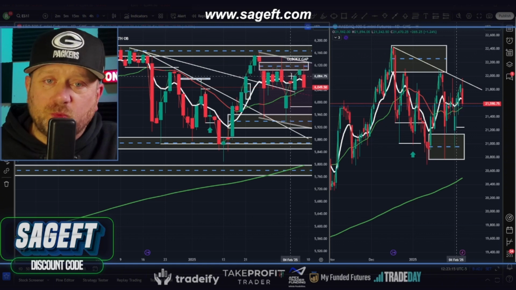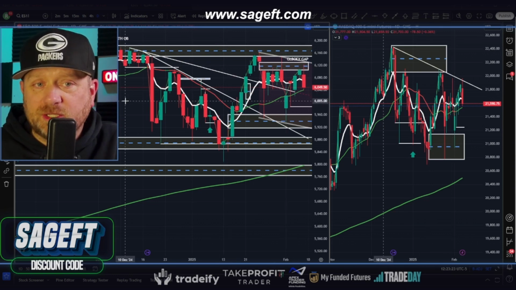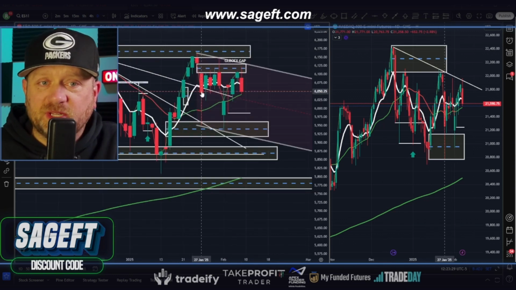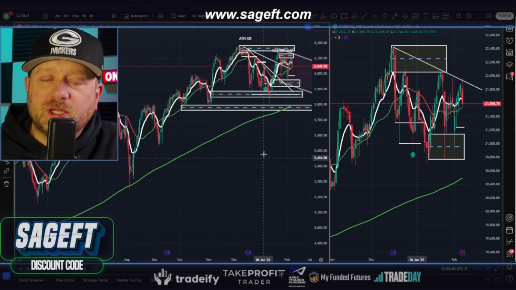The reason is we are struggling every single time we get up into these order blocks. Now, are they just accumulation, manipulation, distribution? Is that what they're doing? They need an accumulation point that's lower. Here's the thing.